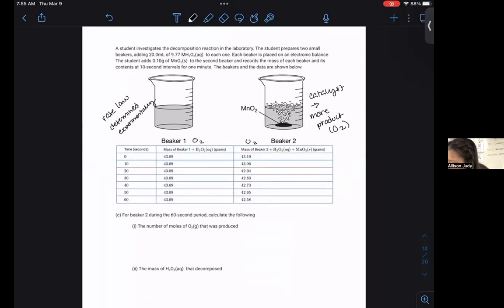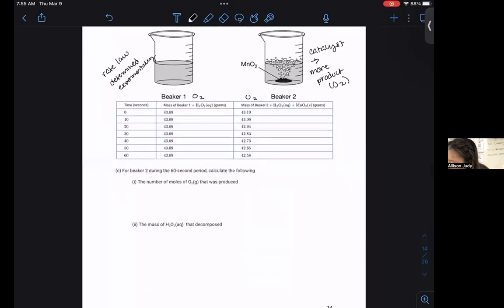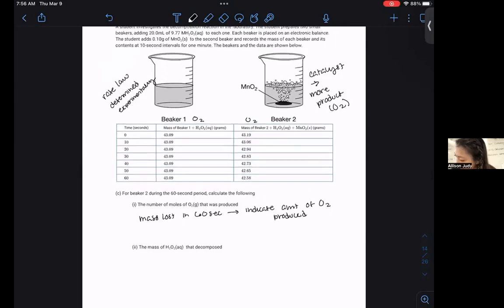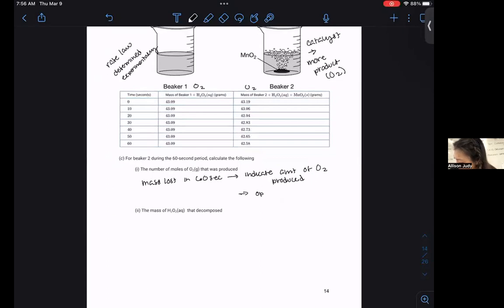And so what we're going to do is look at the comparison of the mass, okay? And we know that we can't really measure gaseous oxygen. So what we're really going to look at is how much mass was lost in the 60-second interval. That's going to indicate the amount of O2 produced because we're in an open system. Notice there's no lid here. And because we're in an open system with no lid, gas will escape. And that gas escaping is representative of mass escaping, okay? And therefore O2 escaping, and therefore amount of product being produced.